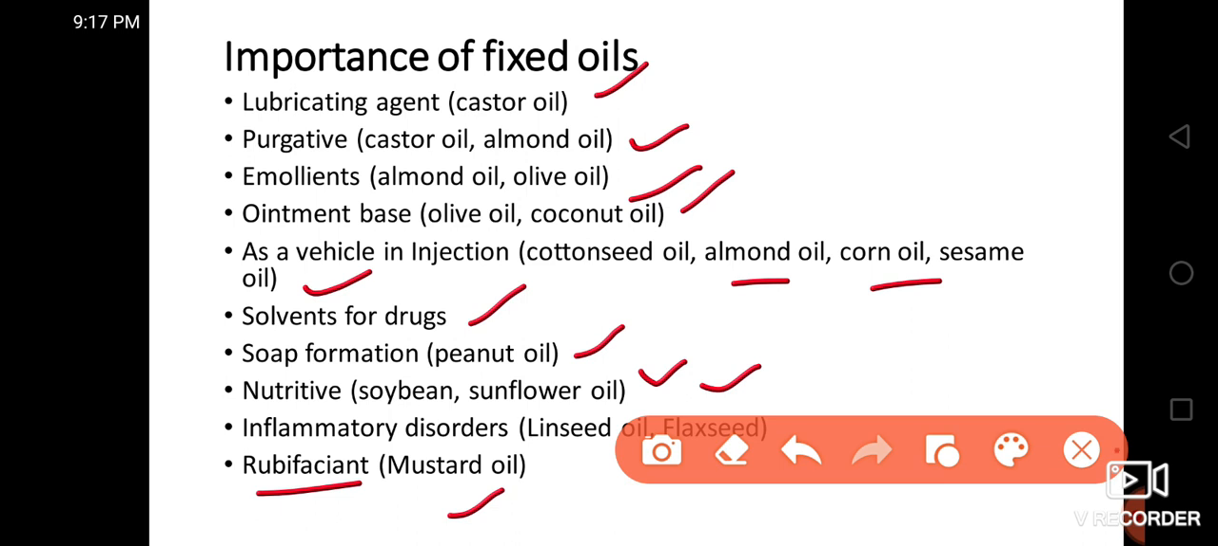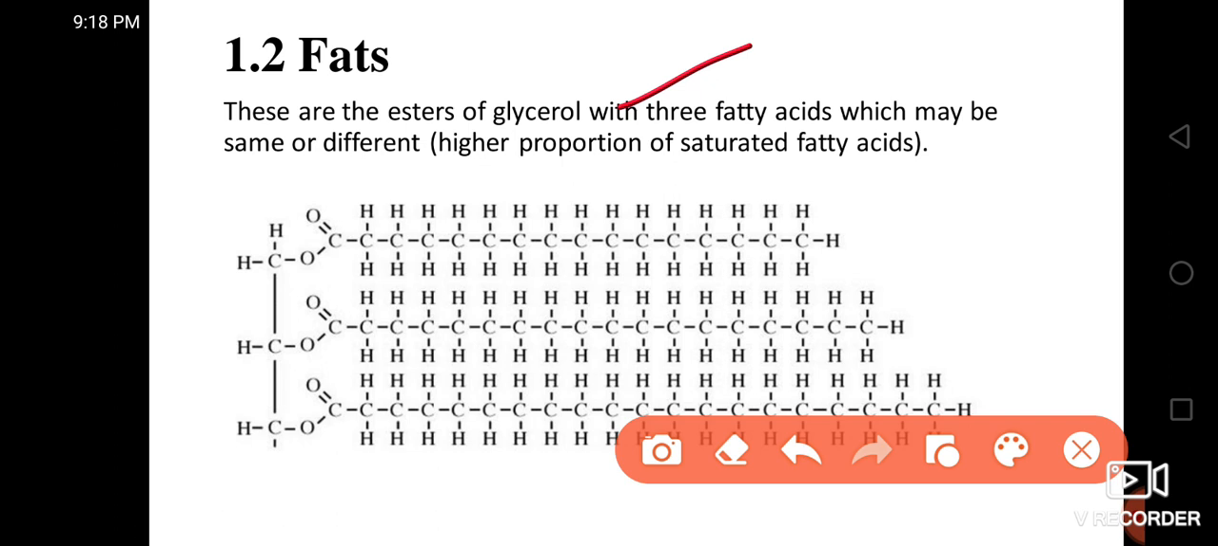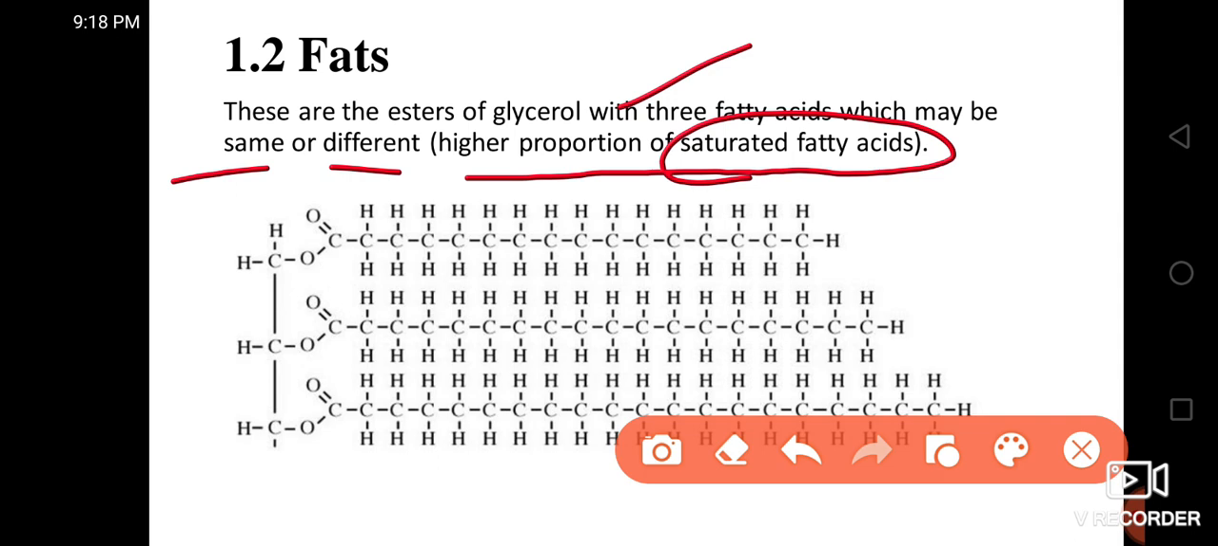So now we are going to discuss what fat is. Okay, we have discussed oil, that it is composed of unsaturation. Now fats are the ester of glycerol with three fatty acids. This is the same thing as the oil, but the fatty acids may be the same or different, or contain a high proportion of saturated fatty acids, meaning they contain only single bonded fatty acids, no double or triple bonds.